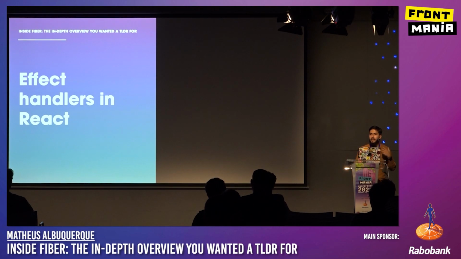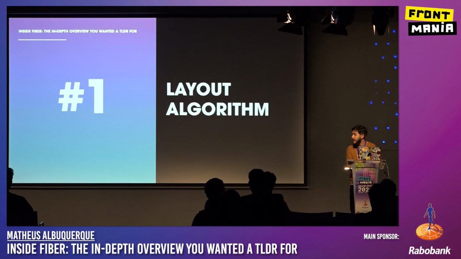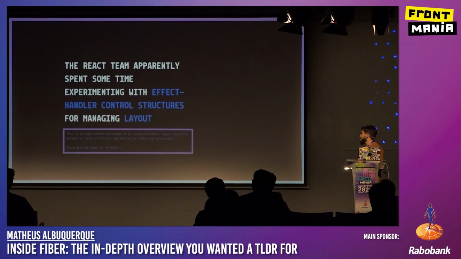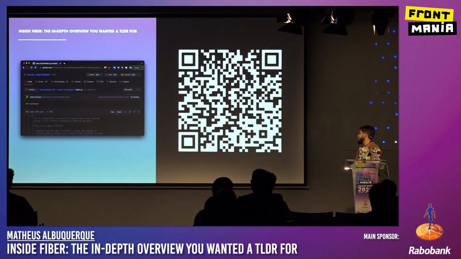So we can see a lot of appearances of effects throughout the history of React. And the first of them I know was related to the layout algorithm. So basically they were experimenting a lot in the past with using some data structures that had to do with algebraic effects for managing layout inside apps using React. And again, it's really interesting documentation to check out.